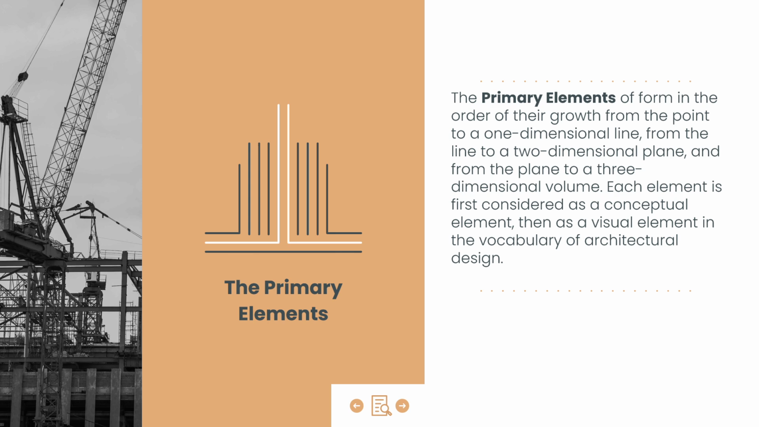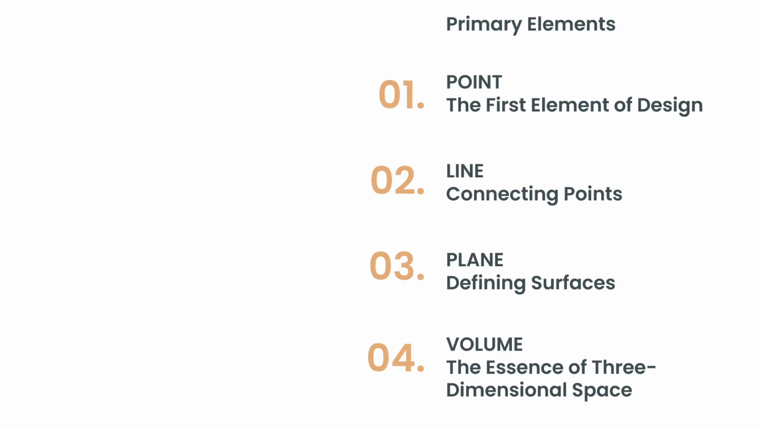So the primary elements of form in the order of their growth from the point to a one-dimensional line, from the line to a two-dimensional plane, and from plane to a three-dimensional volume. Later we will discuss one by one these primary elements. So the primary elements are: first, point, the first element of design. Two is a line connecting points and the first element that has dimension. Next is plane, defining surfaces. And lastly, volume, the essence of three-dimensional space.